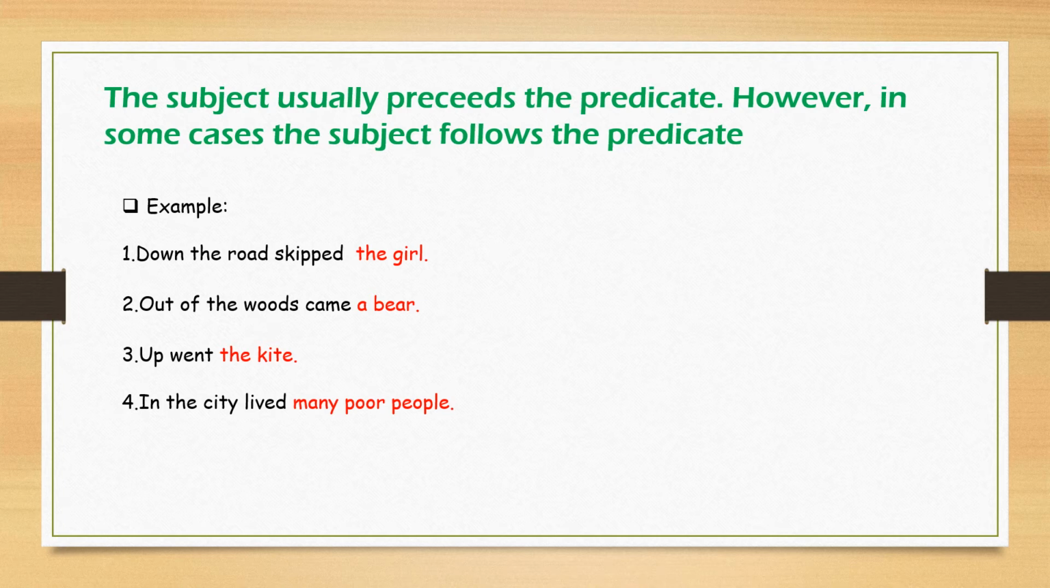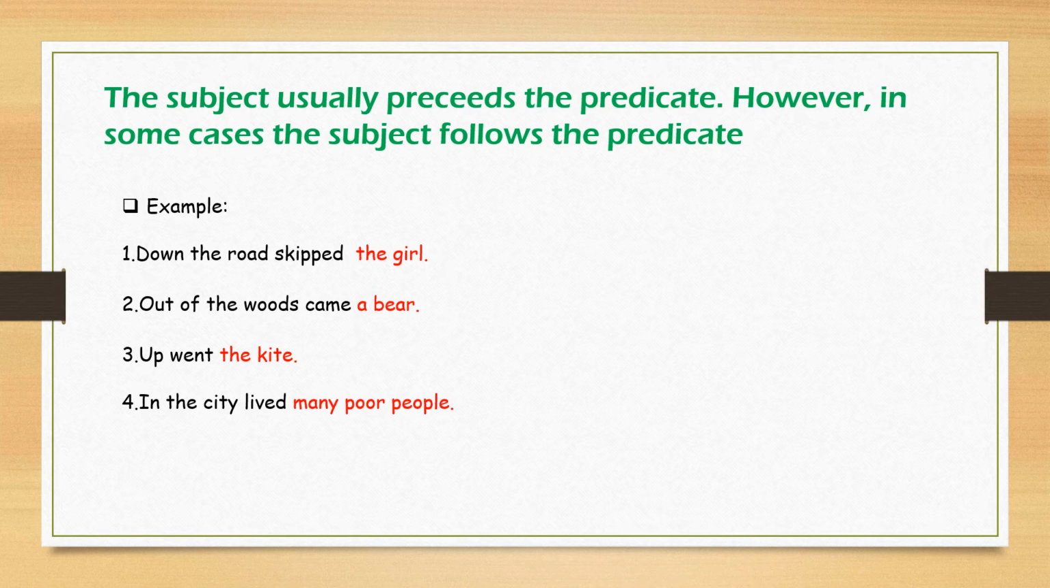We have gone through many examples on subject and predicate and hope you all have understood what is a subject and what is a predicate in a sentence. In some cases, the subject may also occur at the end of the sentence. Let's see how. Usually, the subject precedes the predicate. It comes before. However, in some cases, the subject follows the predicate. Let's see how.